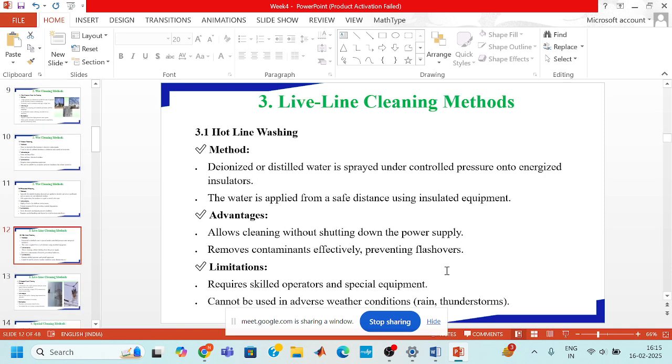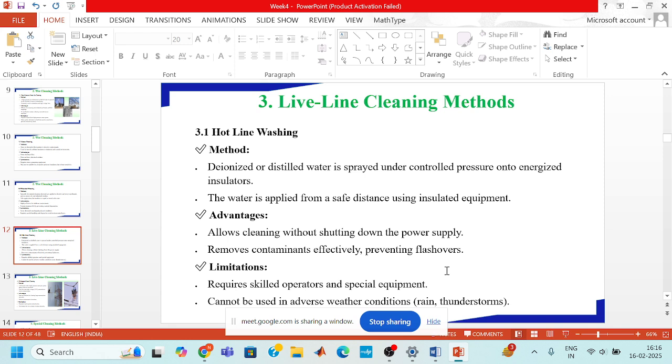Now, the next cleaning method is live line cleaning, in which hot line washing is used. That is, deionized or distilled water is sprayed under controlled pressure onto energized insulators, and the water is applied from a safe distance using insulated equipment. It allows cleaning without shutting down the power supply, and it removes contaminants effectively and prevents flashovers.